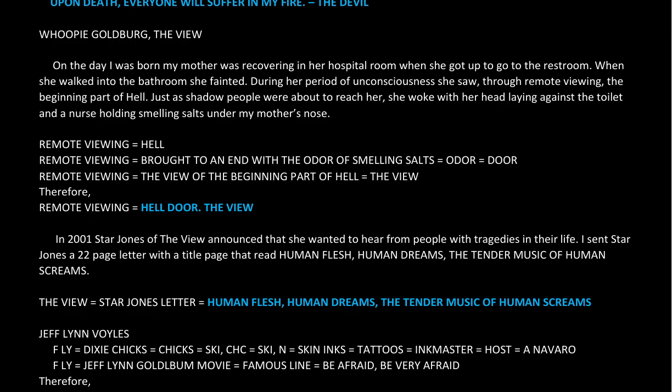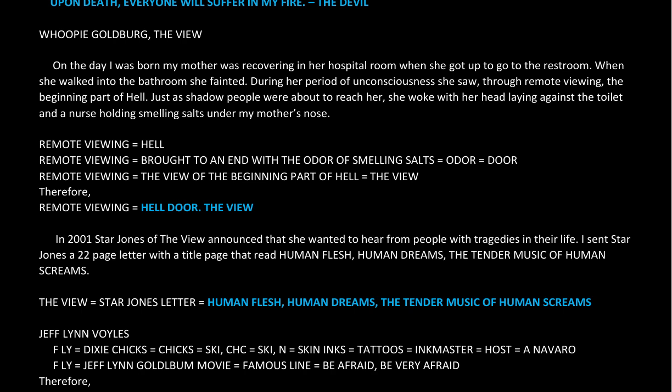All right, in 2001, Star Jones of The View announced that she wanted to hear from people about tragedies in their life. I sent Star Jones like a 22-page letter with tragedies in it. On the front page of this 22-page letter, there's a title page that read Human Flesh, Human Dreams, the Tender Music of Human Screams. So I did not make up that phrase.